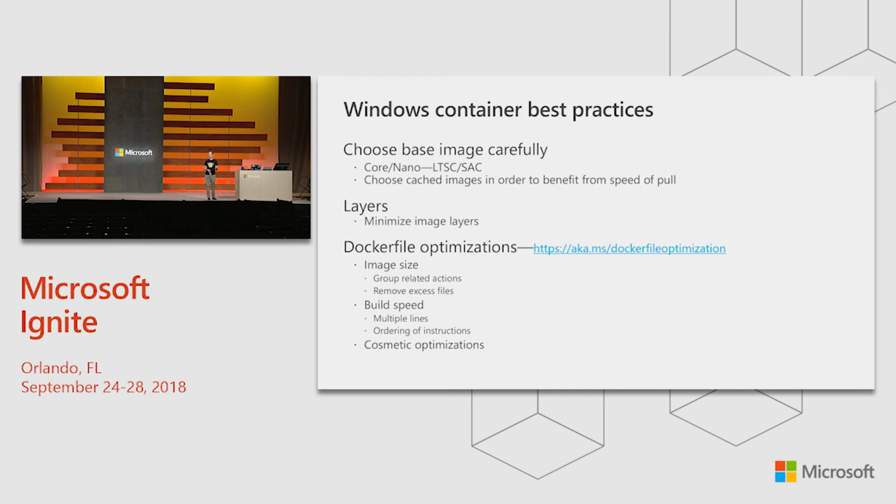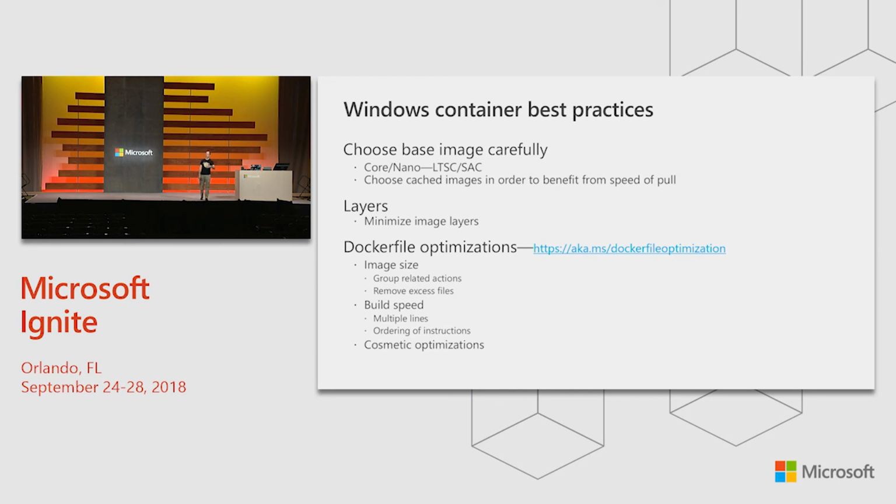Choose your base image carefully. You are stuck with Server Core for .NET Framework. You are stuck with Nano for .NET Core. Well, for .NET Core you can use either, but seriously, you want to be using the Nano image. Choose the cached images in order to benefit from the speed of us already having those images on our workers. As soon as we stand up a new worker when we roll out a deployment, we pull those cached images and then we refresh them. Layers, going back to the separate step and also to my demos: minimize the image layers.